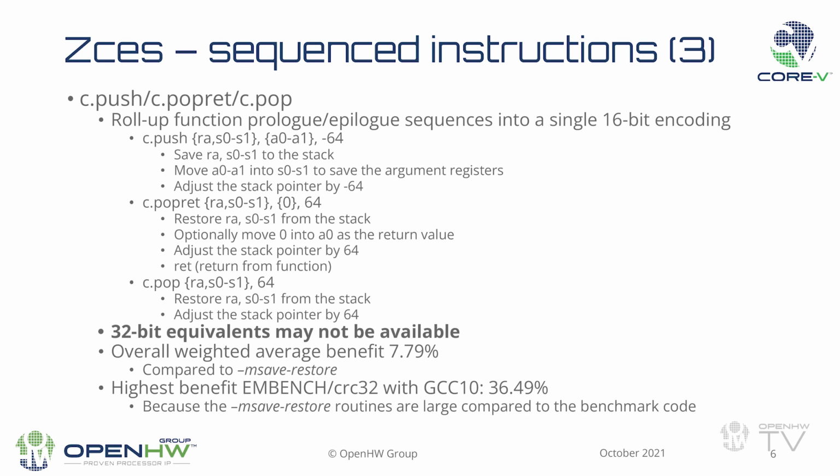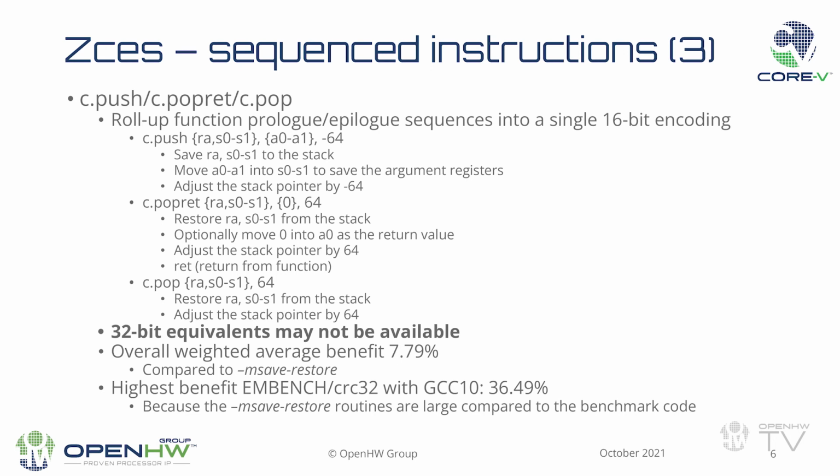And finally, all other embedded architectures have some kind of push and pop. So this is the RISC-V version. So we're rolling up function prologue and epilogue sequences into single 16-bit encodings. So just some examples here, c.push is going to push registers S0 to S1. That list could be longer. It could go all the way up to S11.